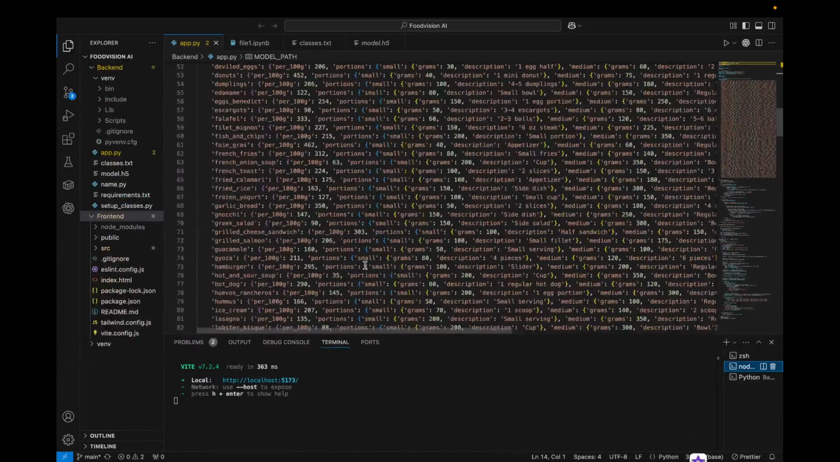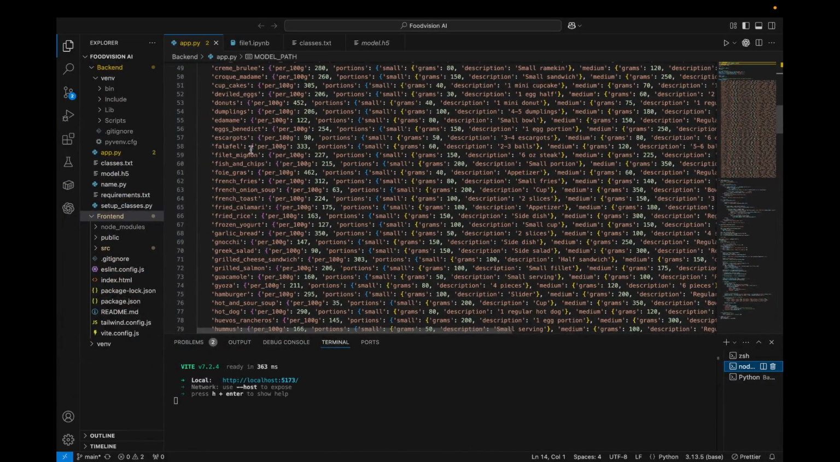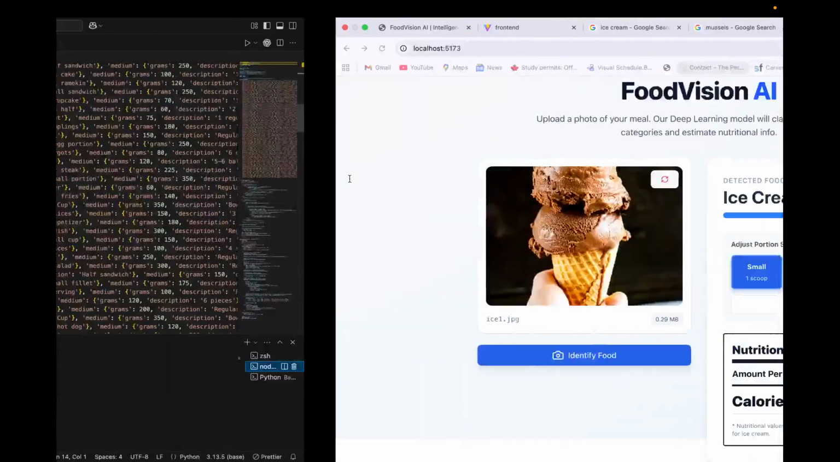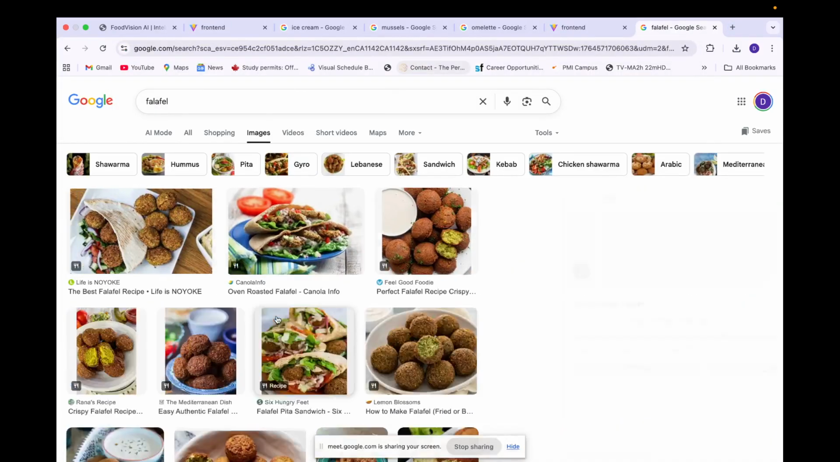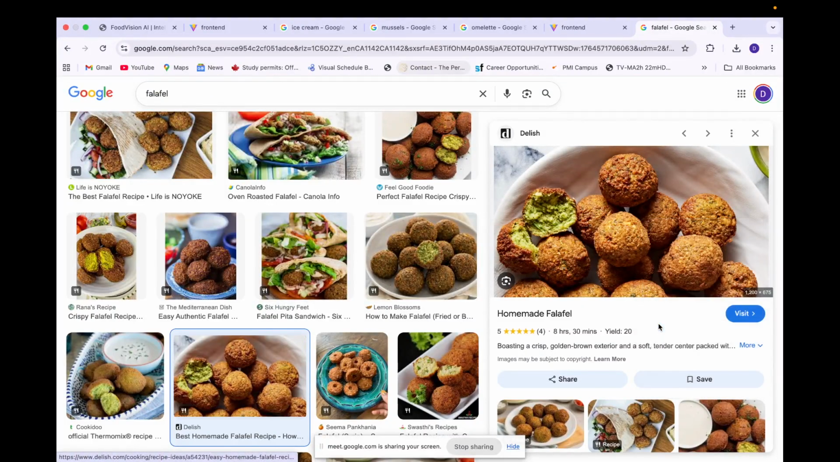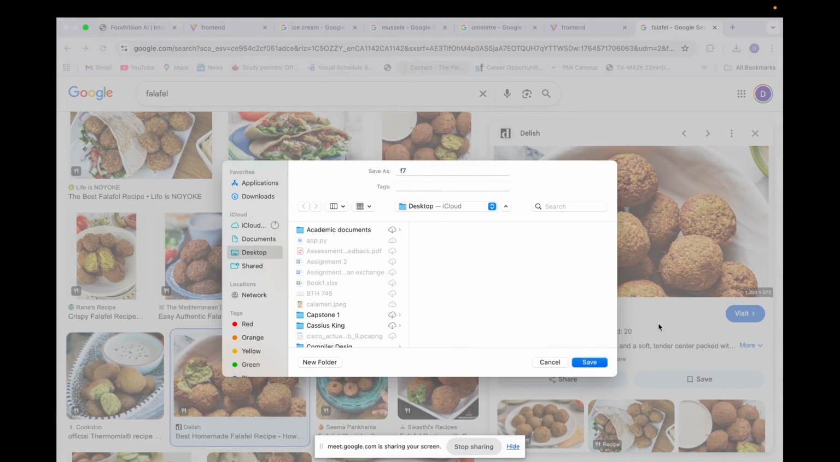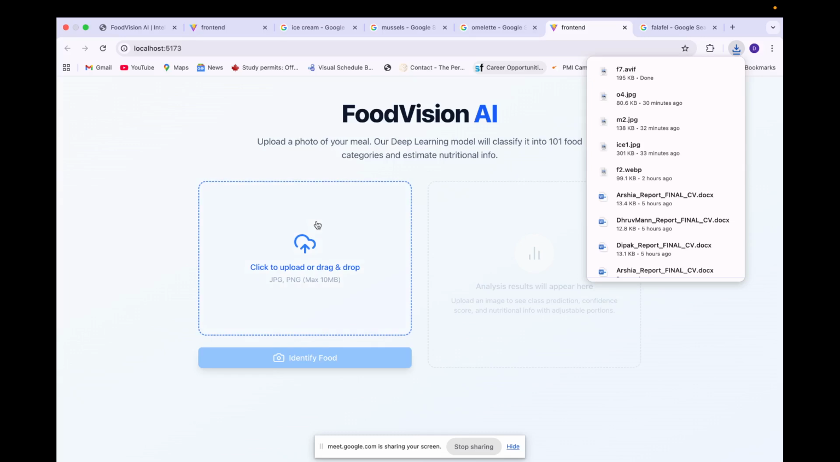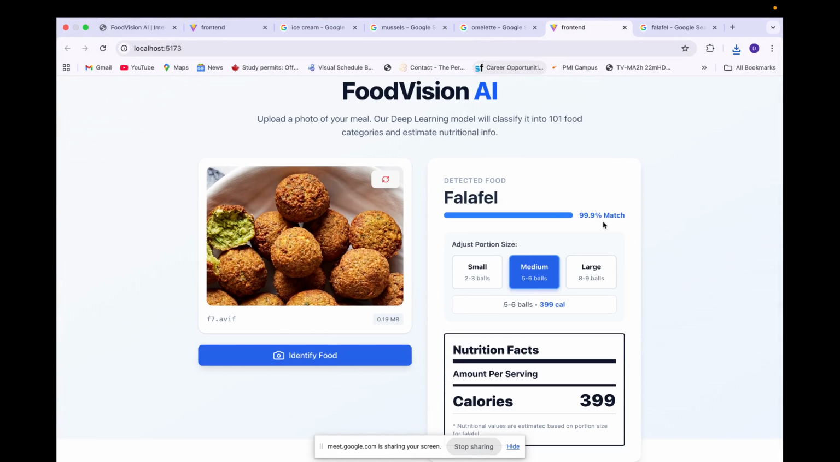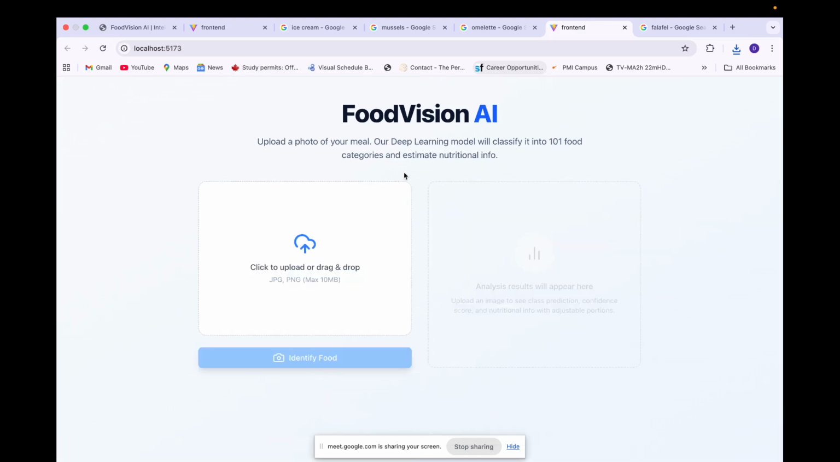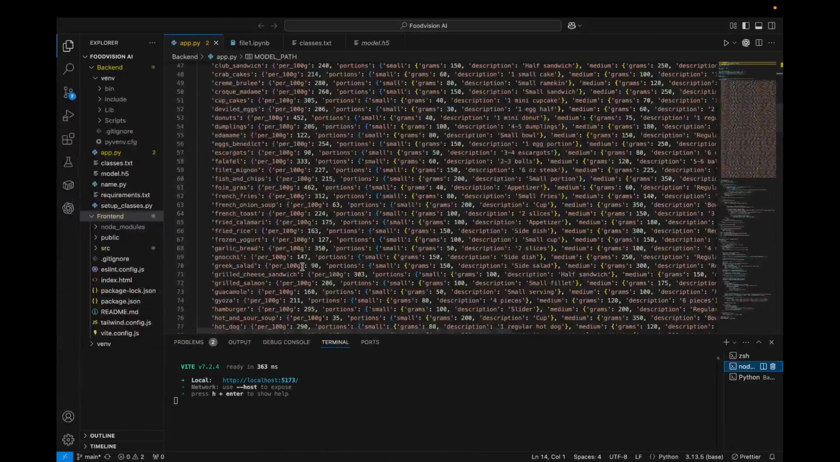Now just to give you a demo, let's take one thing from there. Suppose we have falafel here, and if I search falafel on the internet, we have falafels here. If I save this image as f7 on the desktop, go to the front end, upload the image, and then do identify food, it's able to recognize falafel at 99.9%, and for the small portion, which is 2 to 3 balls, the calorie is 199, for medium 399, and for large 599. So this is how the model works. It's pretty accurate in identifying most of the food.